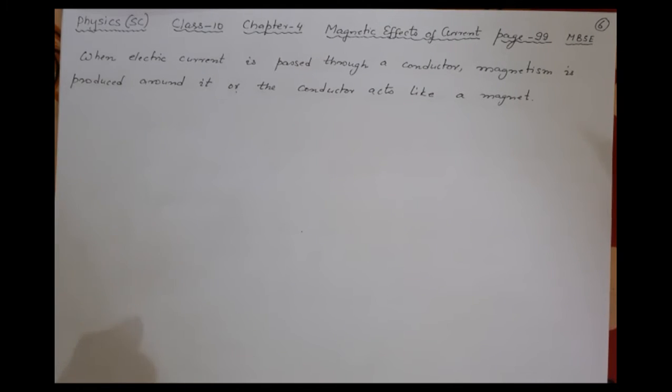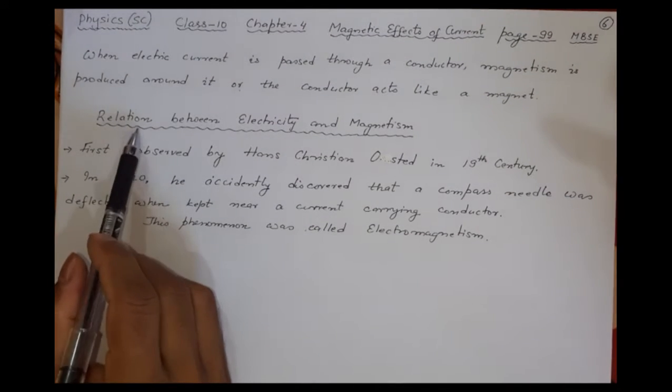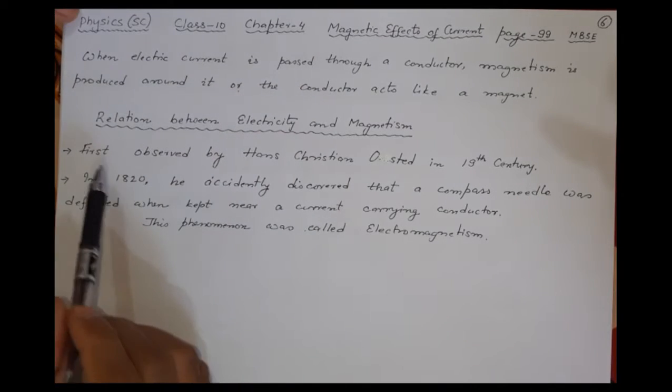Now let us try to understand one question then. There is some relation between electricity and magnetism, because when electricity comes, magnetism is also coming. So what is the relation? Let us try to find out in the next topic. Now the relation between electricity and magnetism is like this.